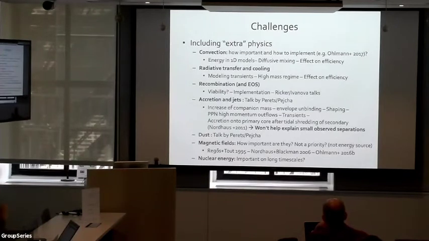Again, for transients, people are interested in jets. Accretion onto the primary core, so not only onto the companion, but onto the primary core after tidal shredding of the companion. This won't help to explain the small observed separations, because you're taking the energy not from the orbital energy, but from the potential energy of the accretion onto the secondary or onto the primary, but it could help to explain the unbinding.